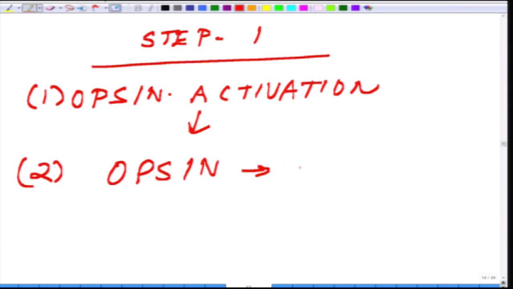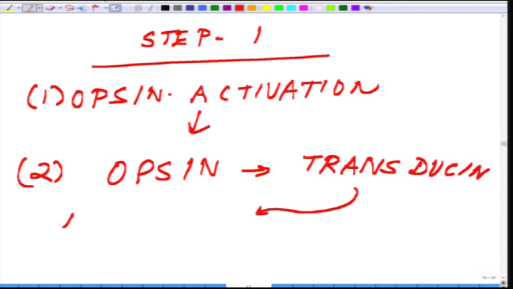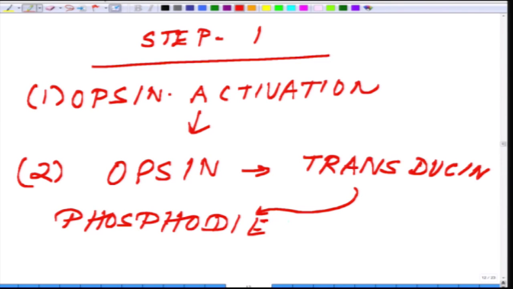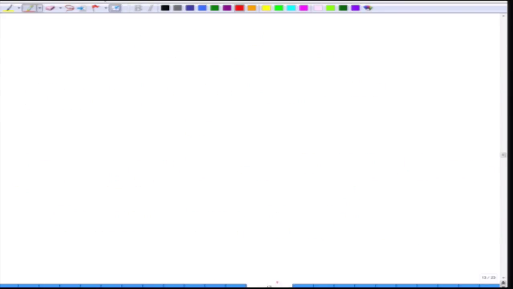Opsin activates a second enzyme called transducin, and this transducin in turn activates another enzyme called phosphodiesterase, and this phosphodiesterase then does something very interesting. Just before that, let me talk a little bit about the transducin.